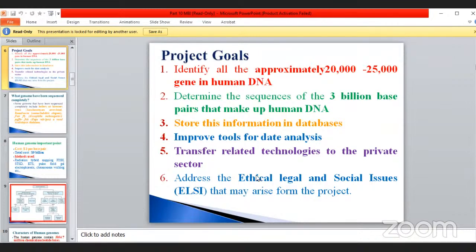Ethical, legal. What is the meaning of ethical? You know, there are so many things. Some person commits murders, and that person can also be identified with the help of DNA fingerprinting. So this is another thing.